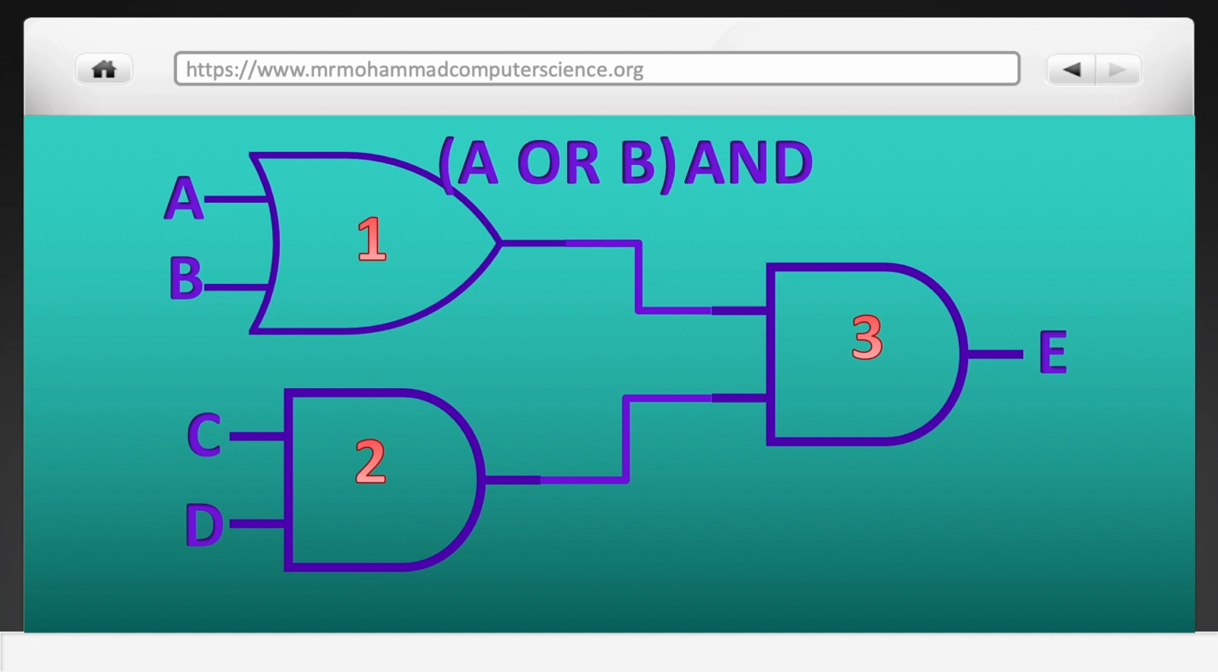Now, just as I did with gate 1, I'm going to do the exact same thing with gate 2. Gate 2 is an AND gate this time, and it's using just 2 inputs with C and D. So therefore, gate 2 is C and D. So that gives me my formula of A or B and C and D. And of course, that gives my final thing to mention, which is the output at the end, which is E. And that is it. It was that simple.